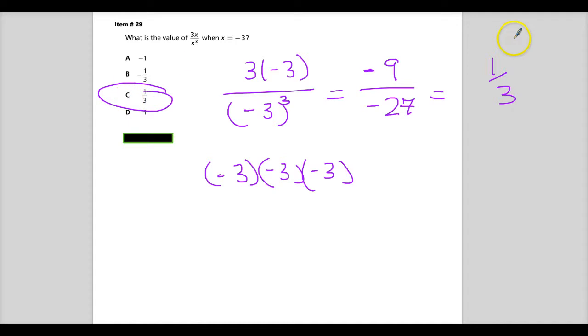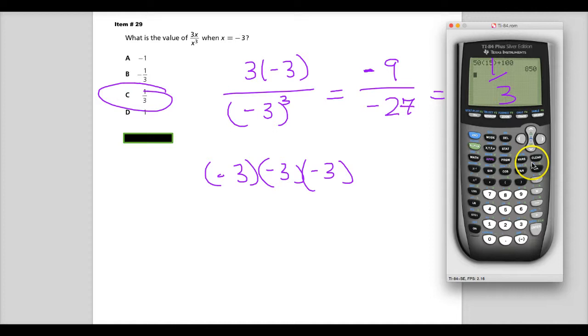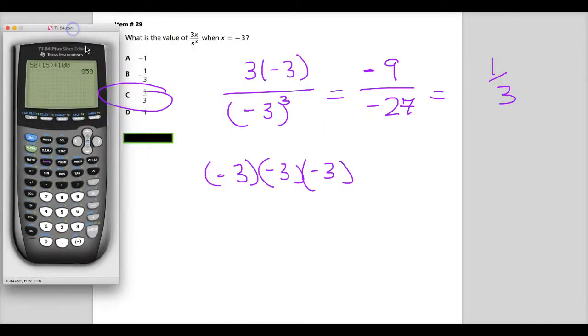Now, what happens if you want to type that into a calculator? Go for it. It's not that hard. If you're going to use the TI-84 Plus, I suggest you just put it in as a fraction. Why wouldn't you? So alpha y equals, and then n over d, 3, and then the x, of course, is negative 3. And then down below, I would do parentheses negative 3, close it, and then raise that to the third power. Some of you may not even know that you could do that, but there it is, 1/3.